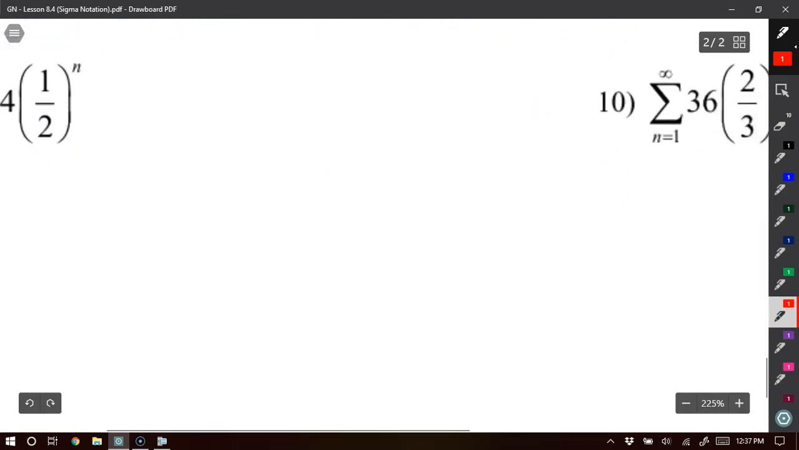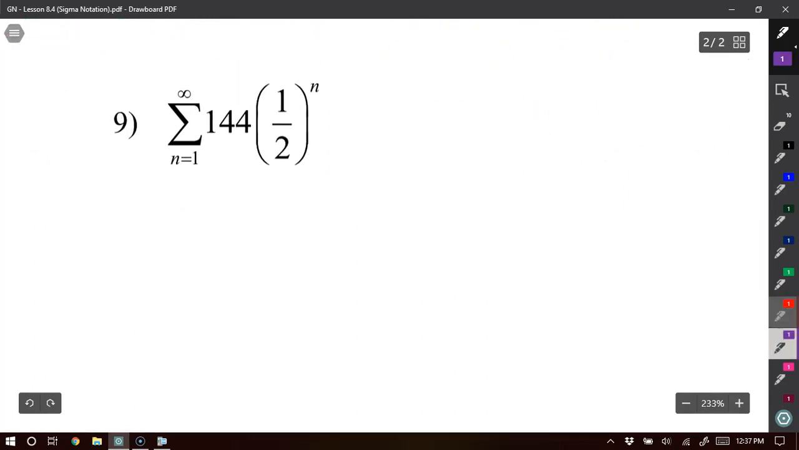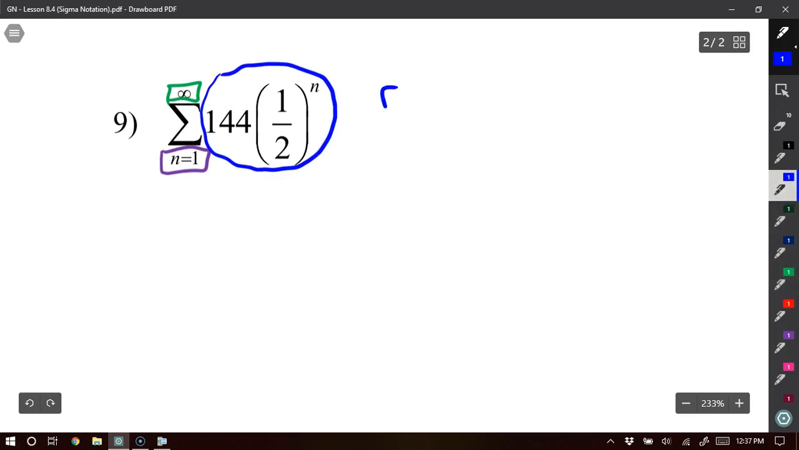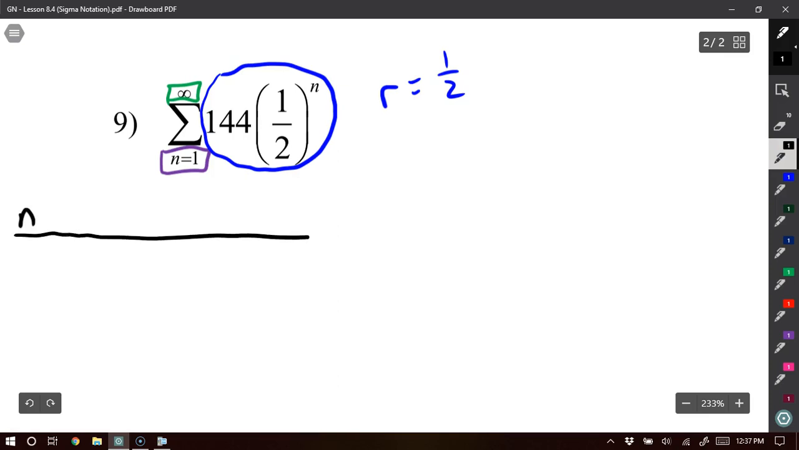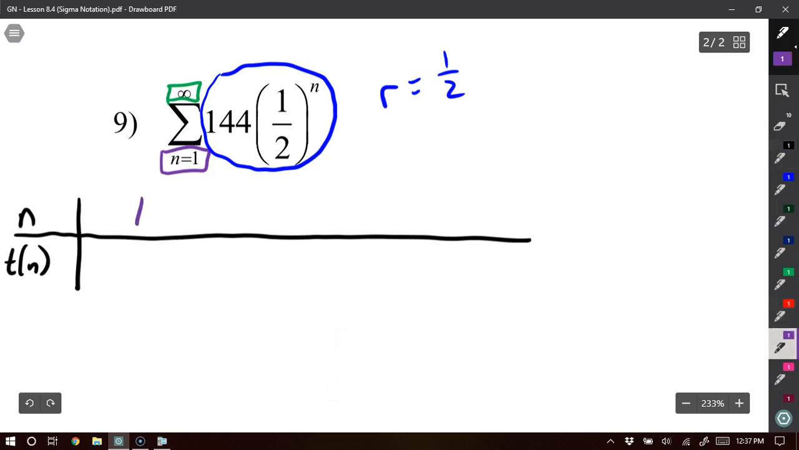So let's look at number 9. Same idea. You have your starting point. N is 1. That's good. We're going forever to infinity, and I have my expression. It's nice to analyze the expression because that allows me to see that I have a common ratio of 1/2. So once I get the first term in my list, I could then just multiply by 1/2, and that's going to give me the rest of the series. We're starting at position 1. I'm going to go to position 2, position 3, dot, dot, dot.